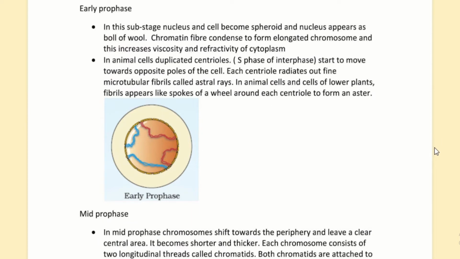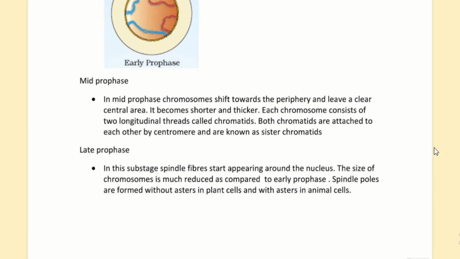In the early stage of prophase, in this substage, nucleus and cell become spheroid and nucleus appears as a ball of wool. Chromatin fiber condenses to form elongated chromosomes, and this increases the viscosity and refractivity of cytoplasm. In animal cells, duplicated centrioles start to move towards opposite poles of the cell. Each centriole will radiate out fine microtubular fibrils called astral rays. In animal cells and cells of lower plants, fibrils appear like spokes of a wheel around each centriole to form an aster.